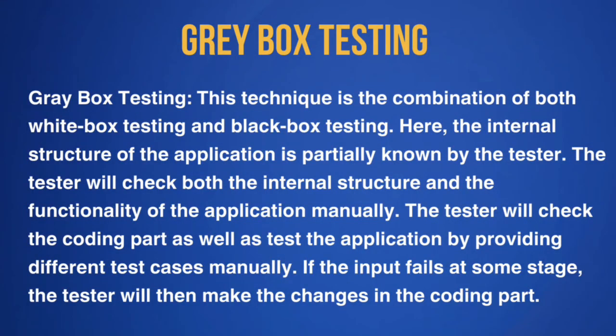Gray box testing. This technique is the combination of both white box testing and black box testing. Here, the internal structure of the application is partially known by the tester. The tester will check both the internal structure and the functionality of the application manually. The tester will check the coding part as well as test the application by providing different test cases manually. If the input fails at some stage, the tester will then make the changes in the coding part.